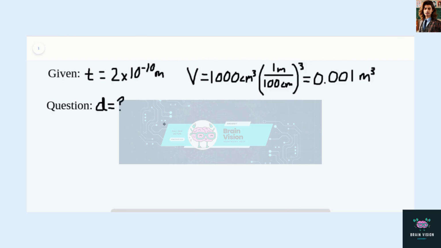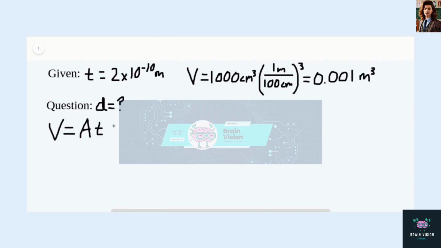Okay, so I wrote down here what we have given in the question. It tells us the thickness of the oil, which is the diameter of the molecules, and I wrote that thickness as T, which is equal to 2 times 10 to the minus 10 meters. The volume of the oil in question is 1,000 cubic centimeters, which I convert to cubic meters by multiplying it by the conversion between meters and centimeters, where 1 meter is equal to 100 centimeters. You cube that because we're dealing with volume, and we want cubic meters from cubic centimeters. This gives us 0.001 cubic meters.